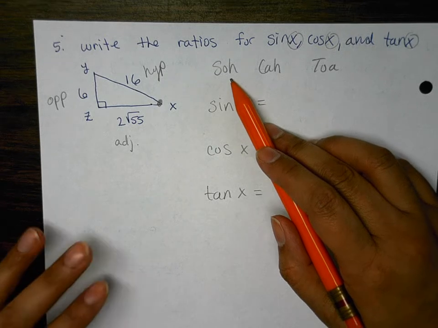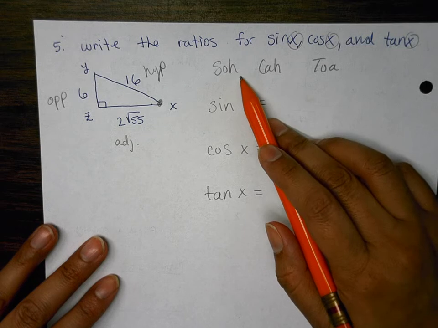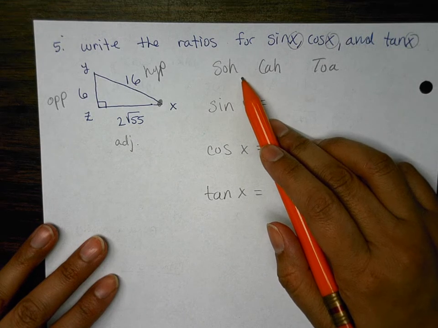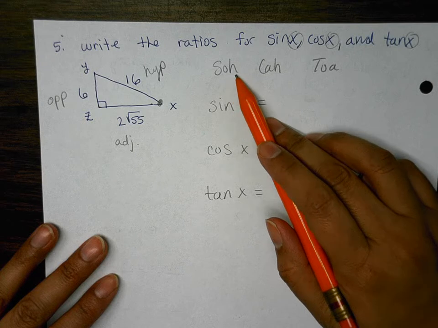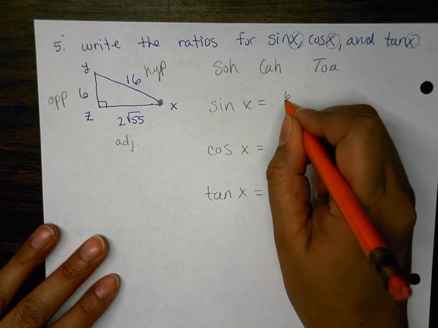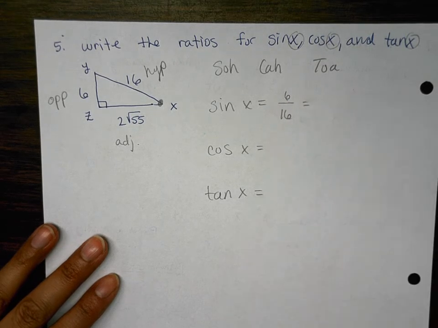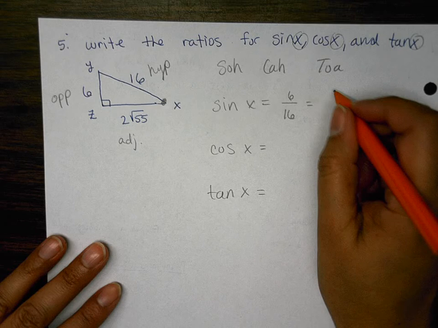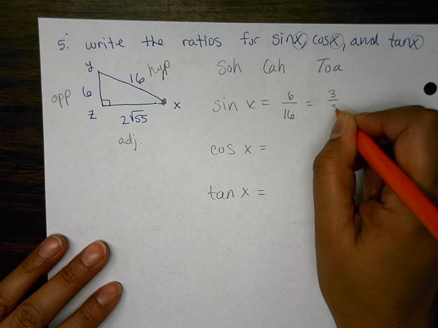What is sine in words? Okay, what is sine in words? Opposite over hypotenuse. It's already labeled, so 6 over what? 6 over 16. 6 over 16. Can we reduce that? Yes. 2 goes into both. What is that? 3 over what?